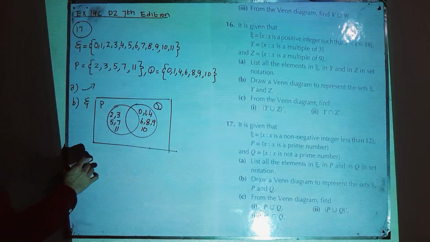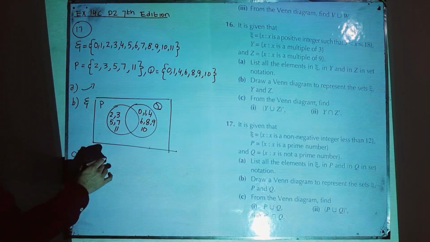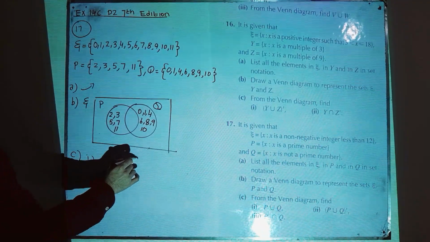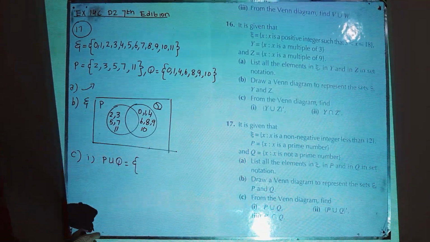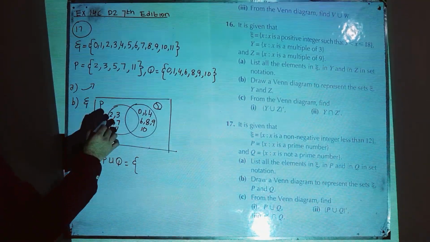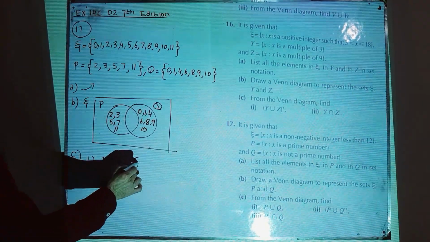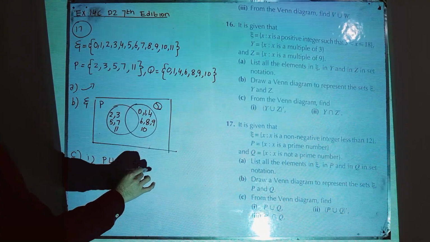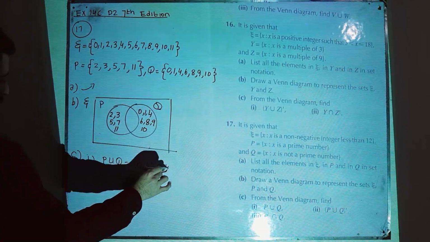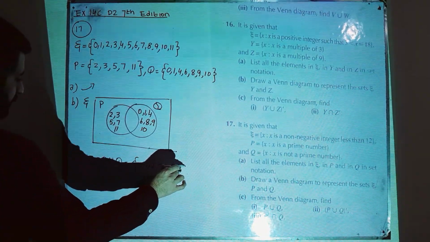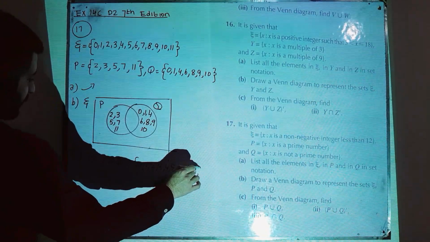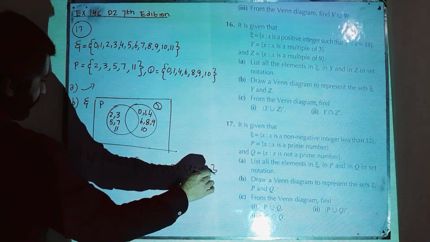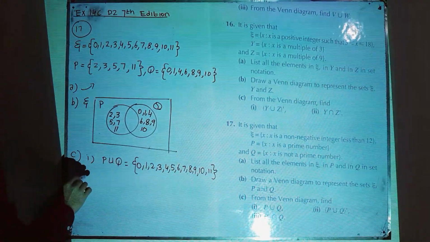Part C: from the Venn diagram you have to find P union Q. You need to combine the elements of P and Q. So all the elements of P and Q will be written here, and that is the complete universal set: 0, 1, 2, 3, 4, 5, 6, 7, 8, 9, 10, 11. This is the answer for P union Q.